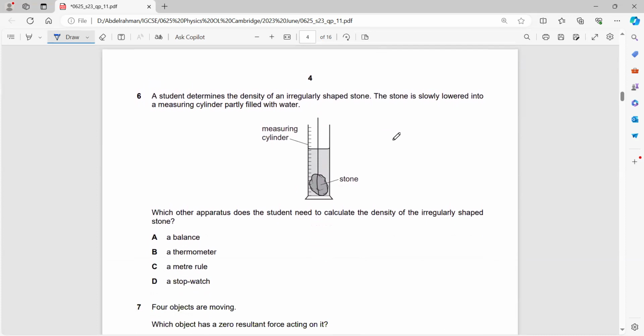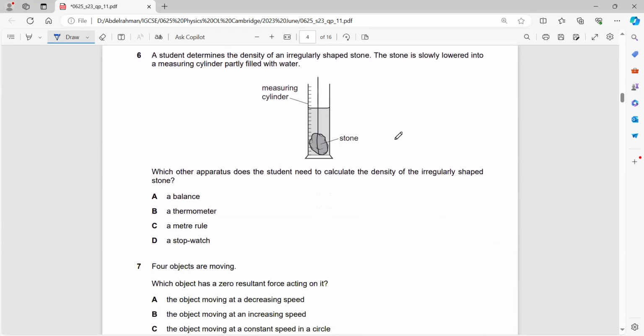A student determines the density of an irregularly shaped stone. Which other apparatus? The measuring cylinder will measure the volume. To find the density, you need mass over volume. To measure the mass, you need a balance.